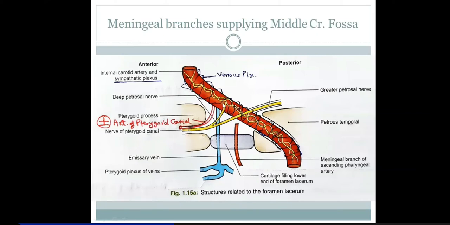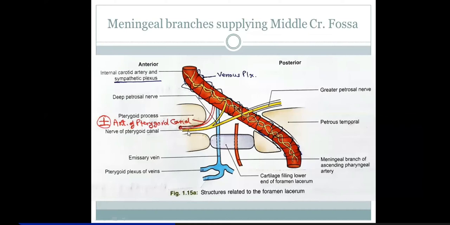So when the two nerves, the deep petrosal and the greater petrosal, meet, they form the nerve of pterygoid canal. Another name for nerve of pterygoid canal is, can anybody tell me? Yes, Neha, it is Vidian nerve. Good. So this is Vidian nerve.